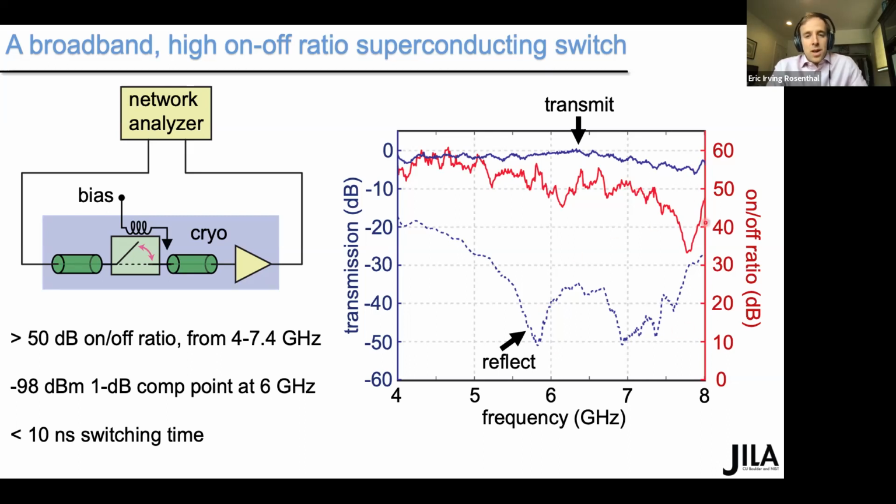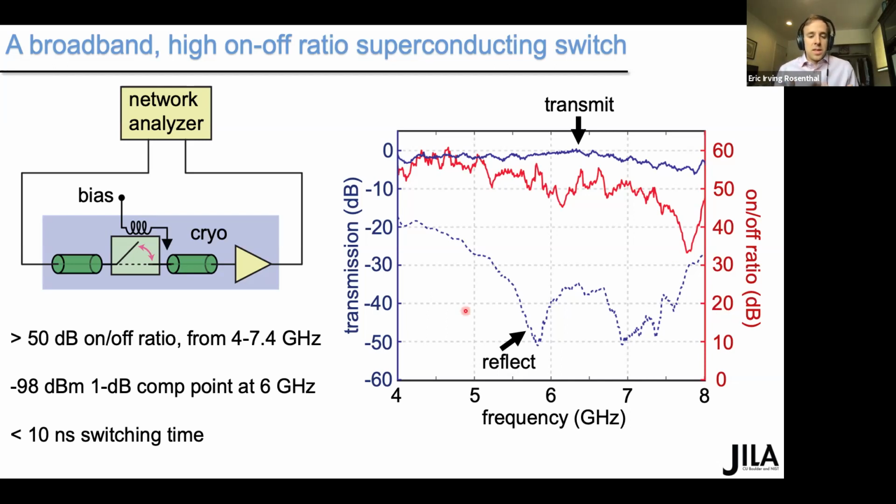And that's the red right y-axis, the best on-off ratio we can get at a given frequency. And that's better than 50 dB between 4 and 7 gigahertz. By design, the same range over which the parametric amplifier can be tuned.